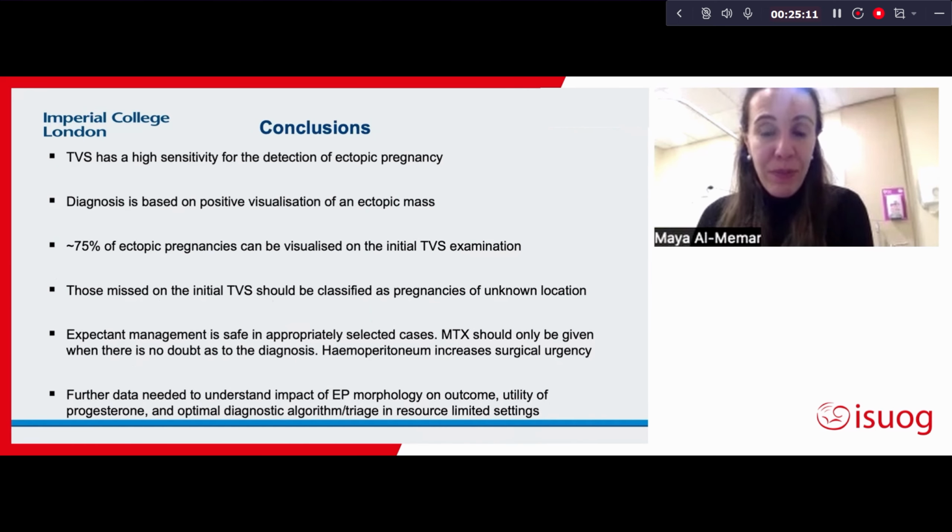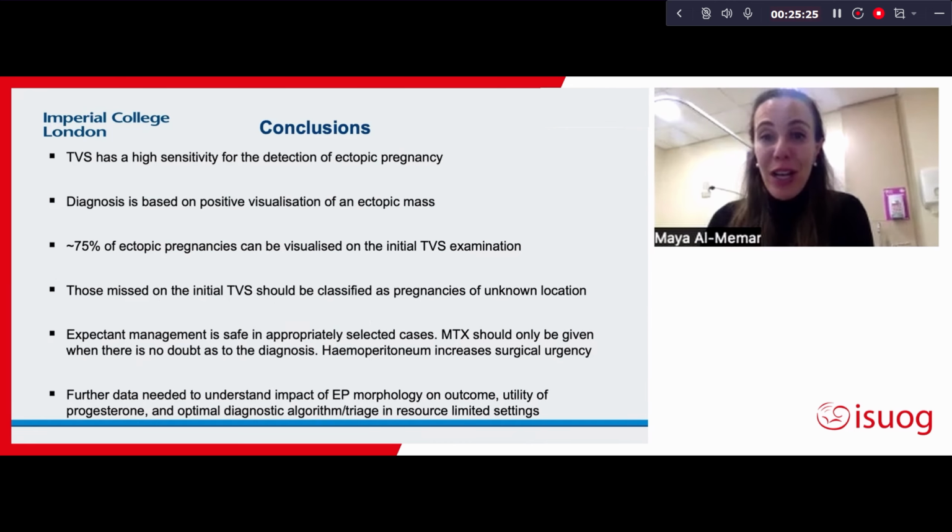And this is critical. So, in conclusion, transvaginal ultrasound has a high sensitivity for the detection of ectopic pregnancy. The diagnosis is based on positive visualization of an ectopic mass. 75% of ectopics can be visualized on an initial scan, and those that are missed are initially classified as pregnancy of unknown location. Expectant management can be considered safe in selected cases, and methotrexate should only really be given when there is no doubt as to the diagnosis. Hemoperitoneum obviously increases the surgical urgency.